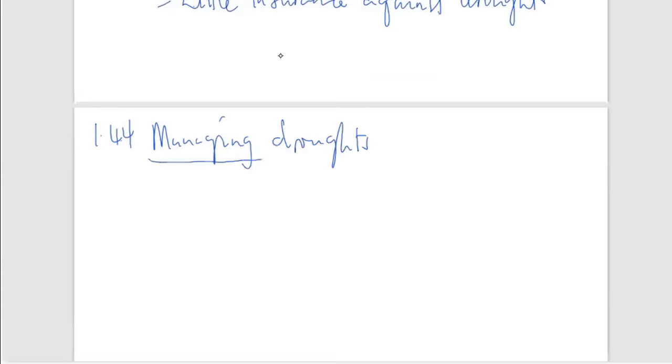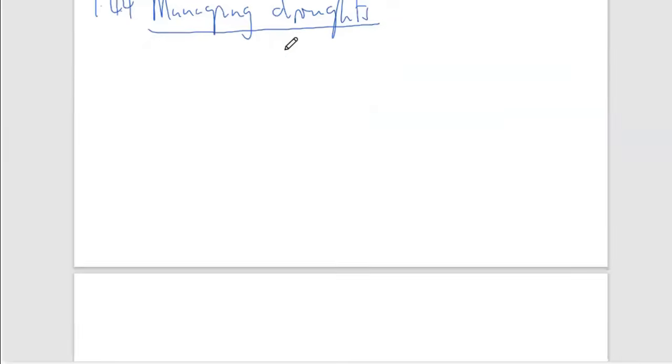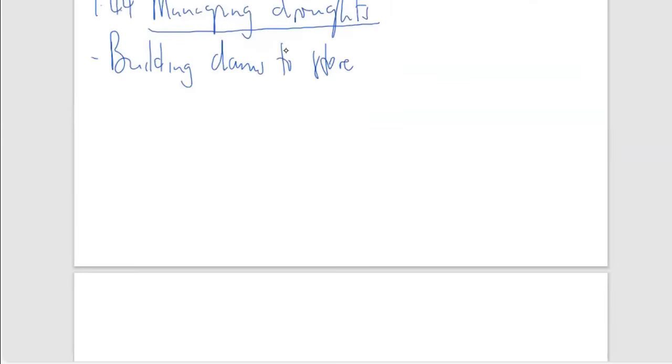So it's number 1.4.4. Let's say it's managing drought, strategies of managing drought. This is question number 1.4.4. Managing droughts and drought conditions. What can we do as a way of managing droughts? We can talk of building dams to store water. If we build dams, it means they act as reservoirs to keep water. We can use it in times of droughts, such that crops can be irrigated and also livestock would find drinking water.